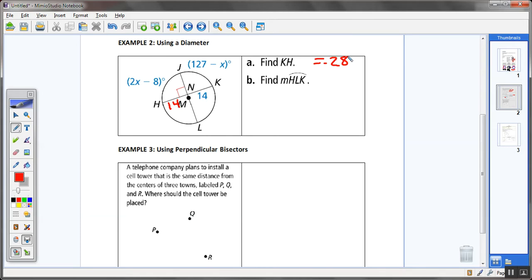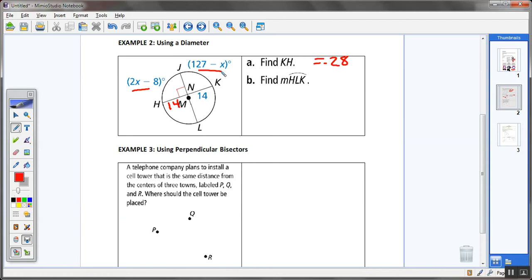HLK. We have to find the measure of HLK, but don't we have to use these up here somehow, kids? That equals 180. Ooh, be careful. That doesn't equal 180. That arc's not going to be 180. How are we supposed to know what it is then? Well, here's the deal. Remember that if you have a perpendicular bisector through a chord, it bisects the segments, but it also bisects the arc. Oh, 127 minus x is going to equal 2x.